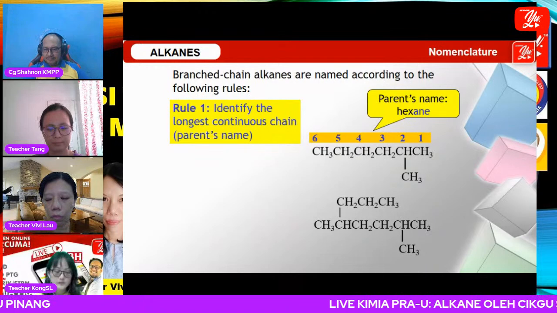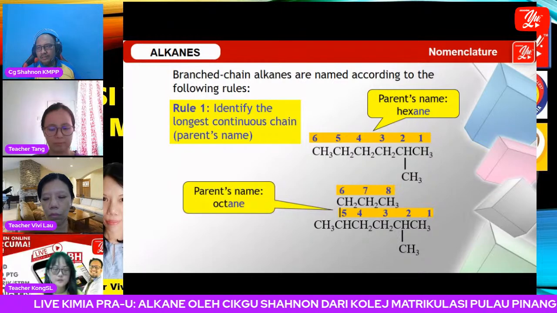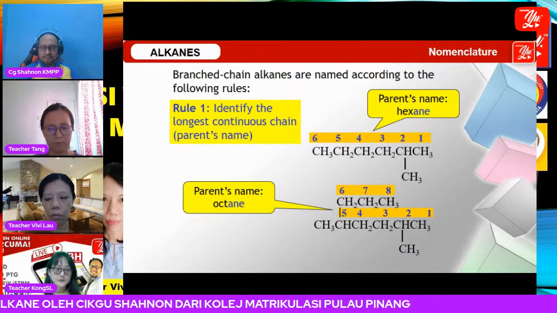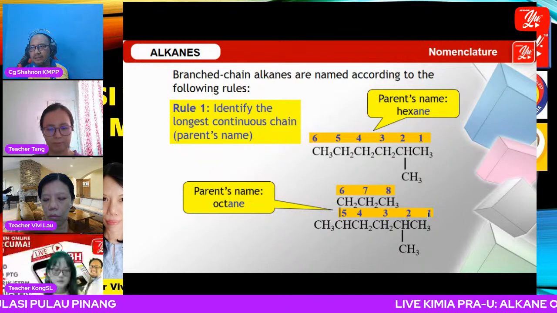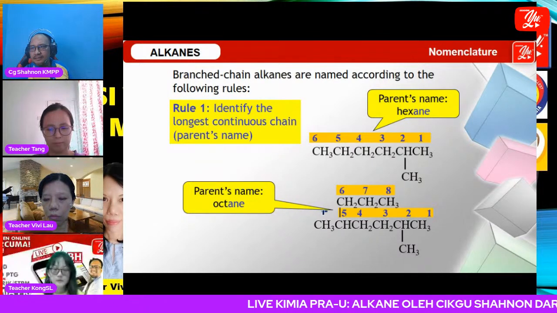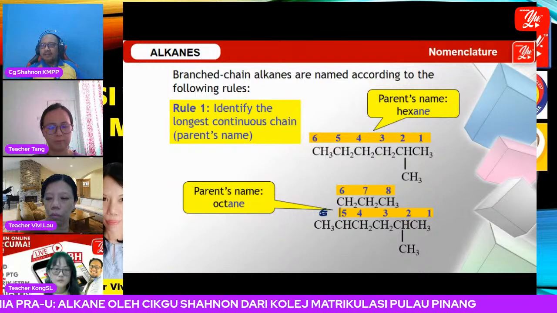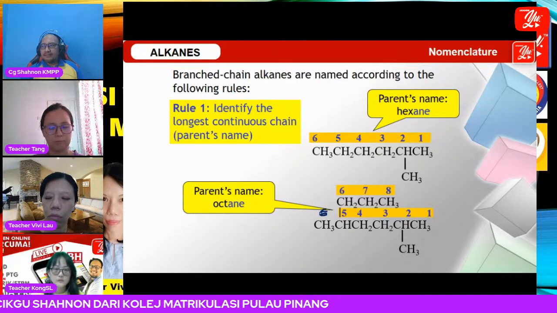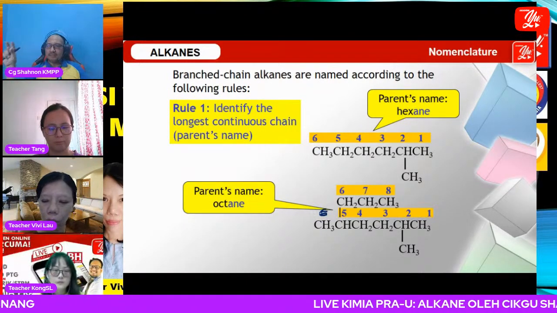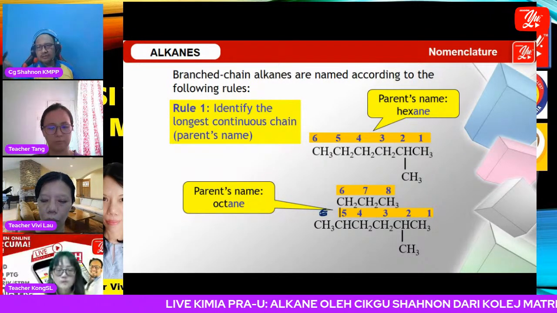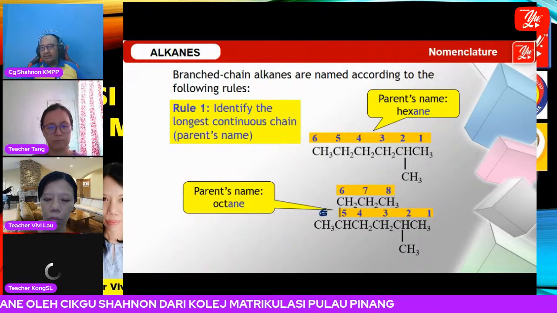For this one, 1, 2, 3, 4, 5, 6, like that, octane. If your counting is 1, 2, 3, 4, 5, 6, that's wrong, because that's not the longest continuous chain. The longest continuous chain for this structure is 8, and the parent's name is octane.